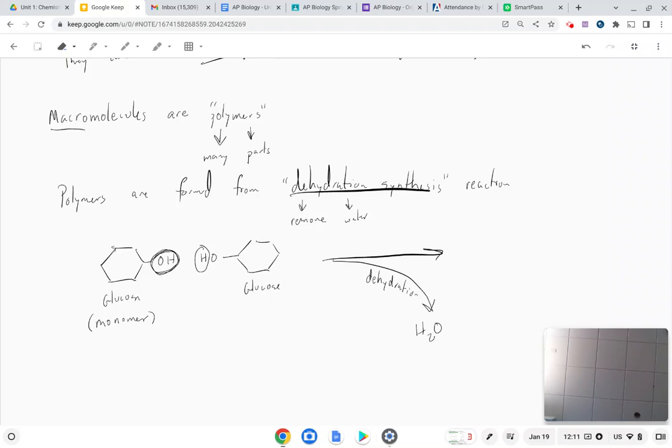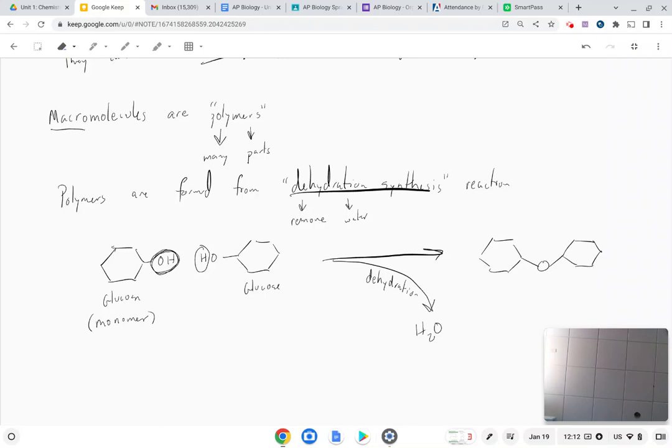So I want you to think about what's going to be the product over here. What's it going to look like? Well, all that's going to be left is two sugars and an oxygen in the center, right? So it'll look kind of like this. Is that logical to everybody?